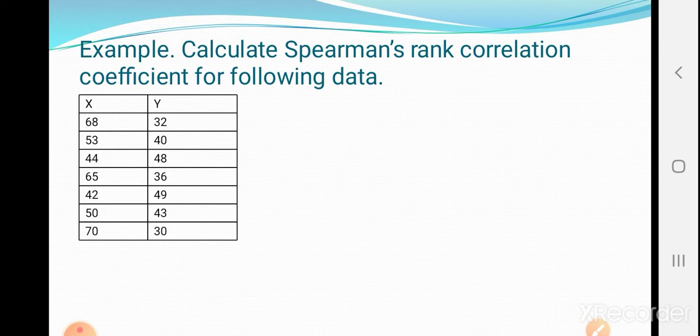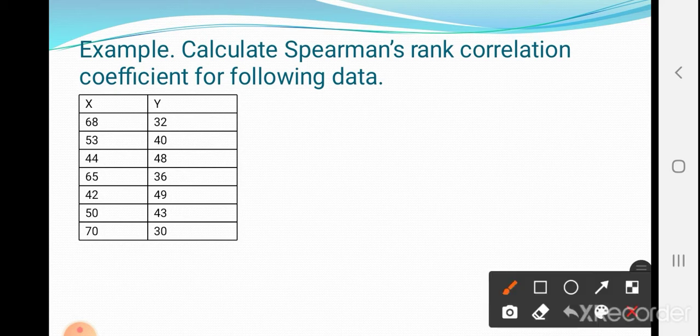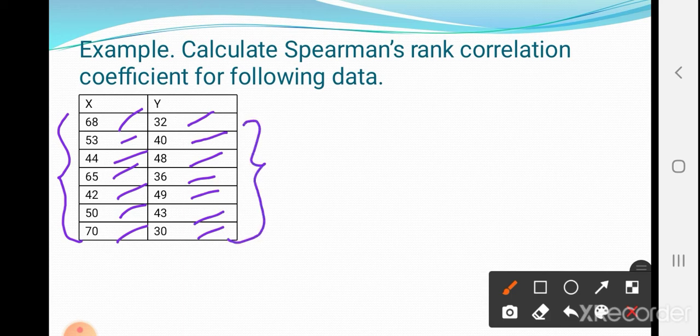There are two cases in Spearman's rank correlation coefficient. One is for non-repeated ranks and the second is for repeated ranks. So here the x values are 68, 53, 44, 65, 42, 50 and 70. No one value is repeated, and similarly in the y variable 32, 40, 48, 36, 49, 43 and 30, no one value is repeated. So use case 1 for non-repeated ranks.